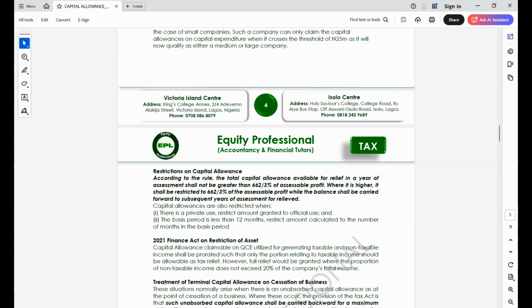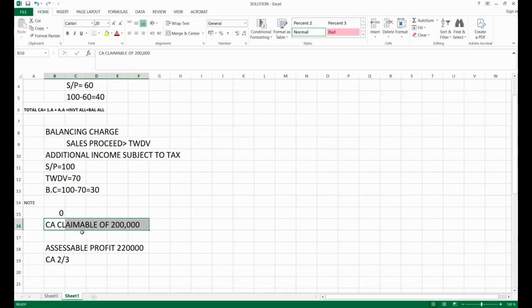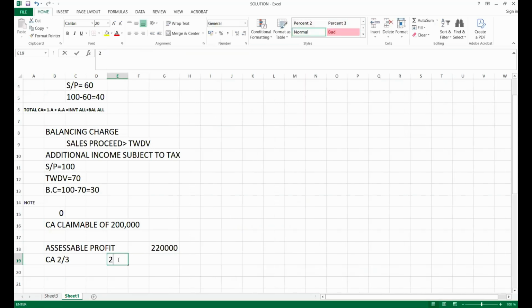Yes, sir. We can see your working notes, sir. Okay. So what I mean is capital allowance claimable of 200,000. So you now have accessible profit of 220,000. With this accessible profit of 220,000, you are supposed to remove this capital allowance of 200,000.